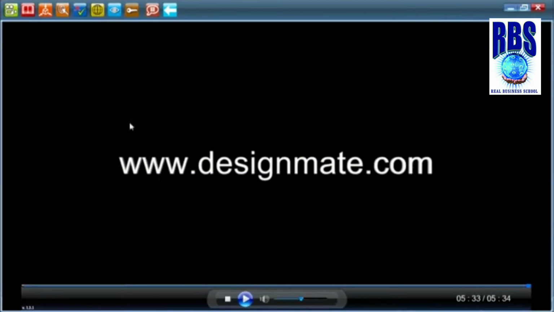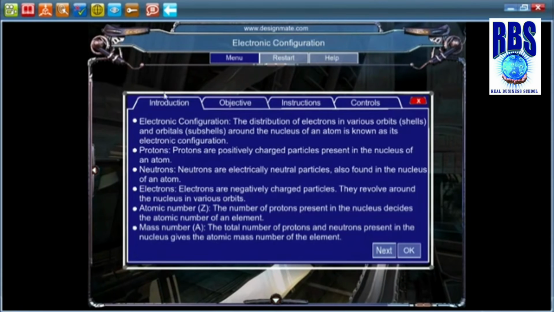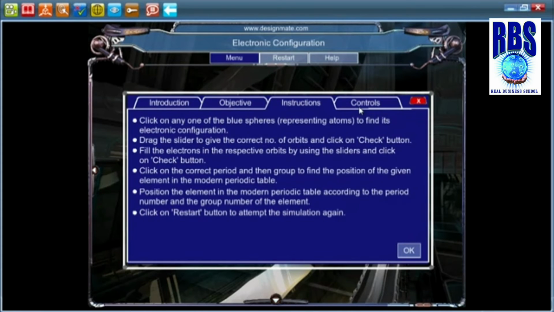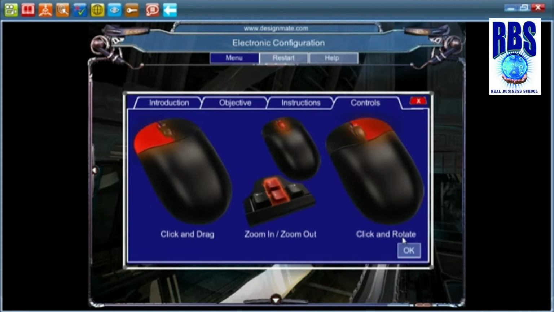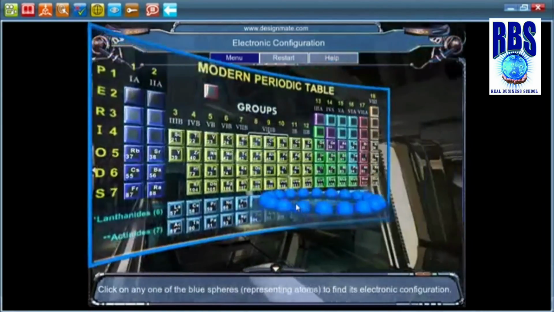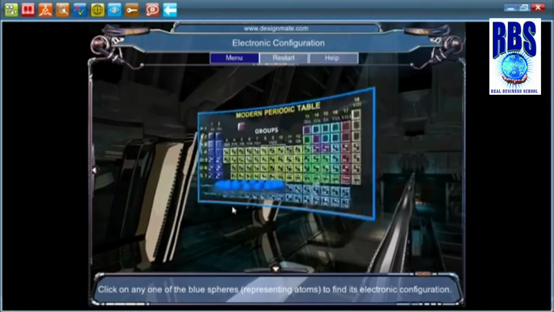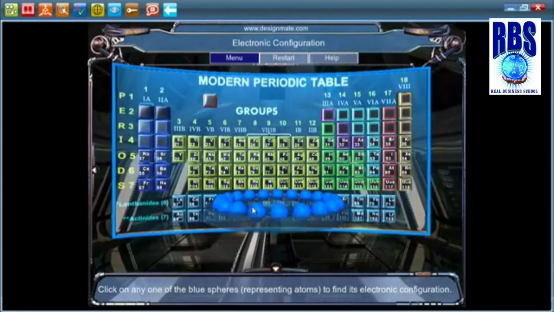So this topic also has an exciting simulation. Let's play it. Like I saw in the last simulation, I have my introduction, objective, instructions and controls. Once I go through all of them, I start playing the simulation. I can rotate this simulation also. I can zoom out, I can zoom in. Now let's start playing the simulation.